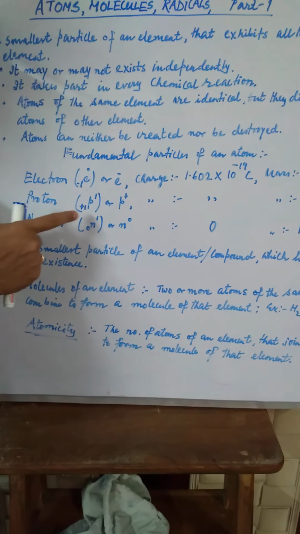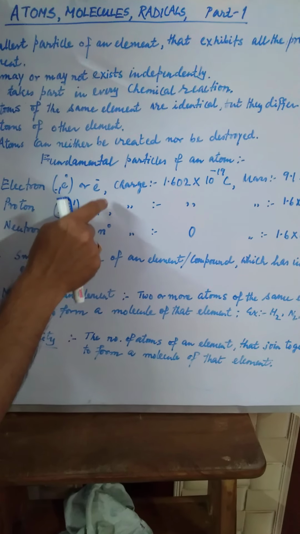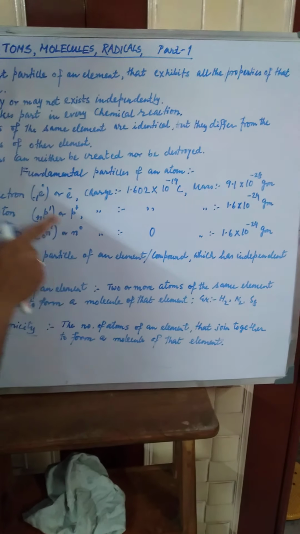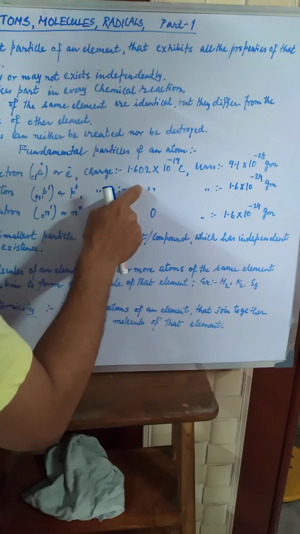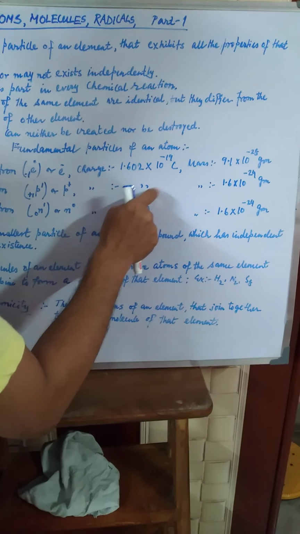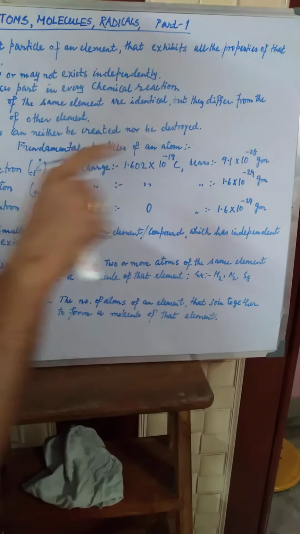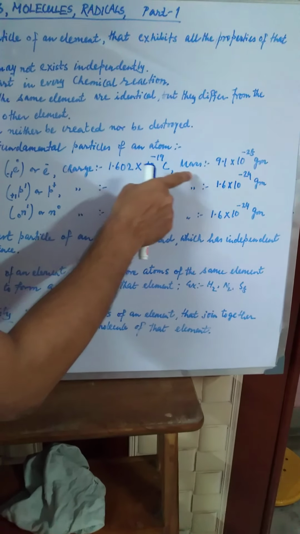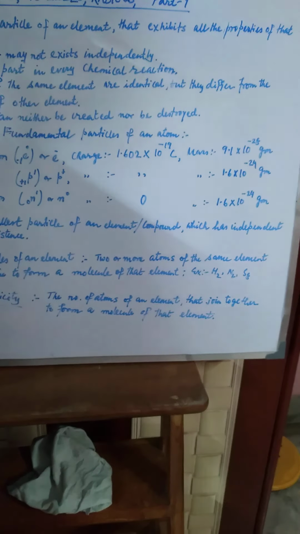The proton is represented by the symbol p, with 1 and plus 1, or simply p+. The charge is equal in magnitude to that of the electron, but remember the charge of an electron is negative and the charge of a proton is positive. The magnitude is the same, 1.602 × 10^-19 coulomb, but it is a positive charge, and the mass is much more than the mass of an electron, 1.6 × 10^-24 gram.